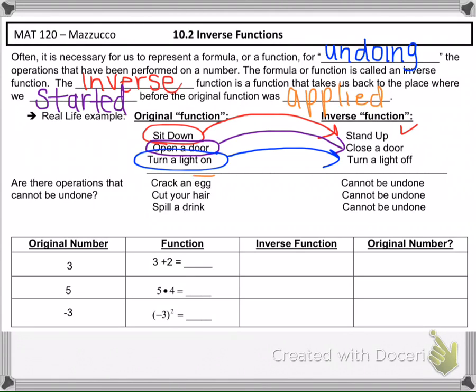Here are some examples of real life things that don't have an inverse. For example, if we crack an egg, there's no way to get it back to the whole egg. Once it's cracked, we can't. It cannot be undone.